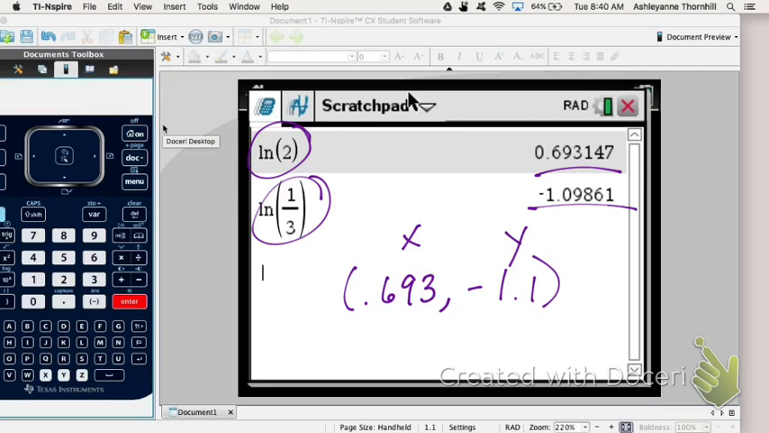So a way to check it is checking that your point of intersection in decimals matches up with your answer, but I want your answer to be ln 2, ln 1/3. If you don't want to do this and you don't want to check your answer, that is completely fine. Just trust that you got the right answer.